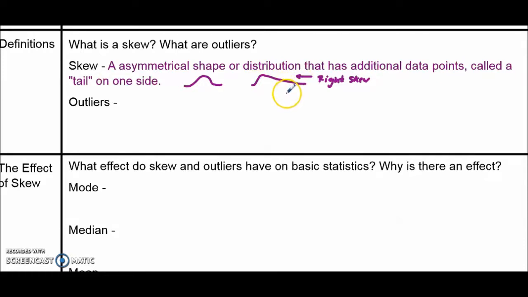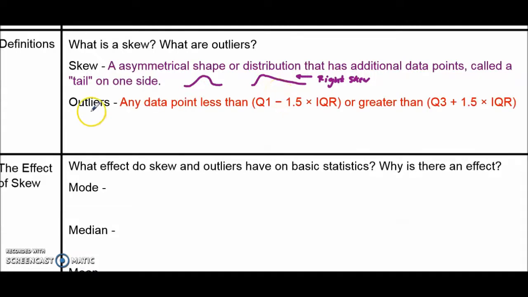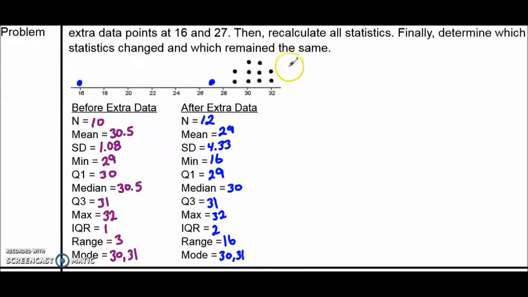But to be an outlier, that has to meet a special criteria, a special rule. The first rule is called the 1.5 IQR rule. Basically what you do is you take your interquartile range, your IQR, and you multiply it by 1.5. Then you subtract that number from the first quartile and add that number to the third quartile. Anything outside of that range is considered an outlier. Let's practice using it with the data above.